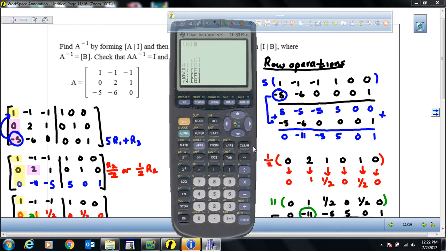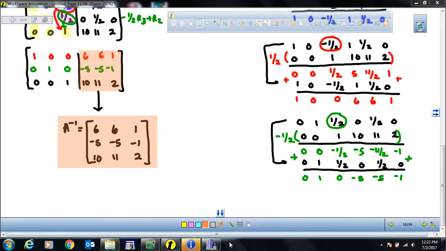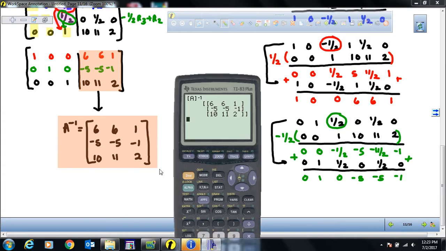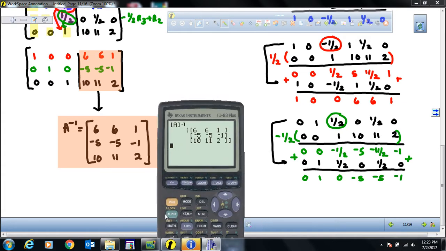And to find the inverse, you're going to click on this key that has the x to the -1 power. And remember that that -1 power represents the inverse of matrix A. So then you press enter, and it gives us the inverse that we found. If we go all the way to the bottom, it should be the same thing: 6, 6, 1, -5, -5, -1, and then 10, 11, and 2. That is the inverse of matrix A.